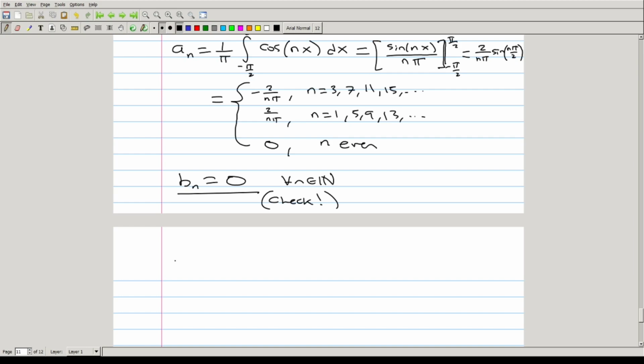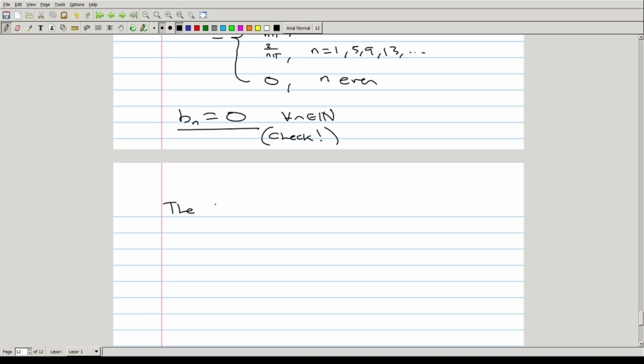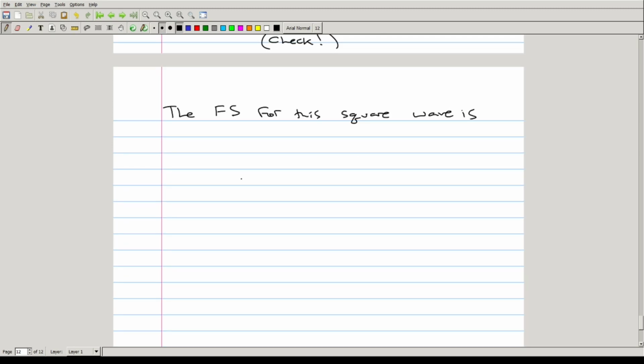What that means then is that the Fourier series for the square wave, I should say for this square wave, is 1/2 plus 2 over pi cosine of x, minus 2 over 3 pi cosine of 3x, plus 2 over 5 pi cosine of 5x, and so on and so forth all the way to infinity.